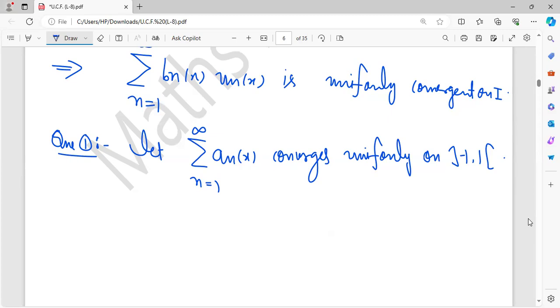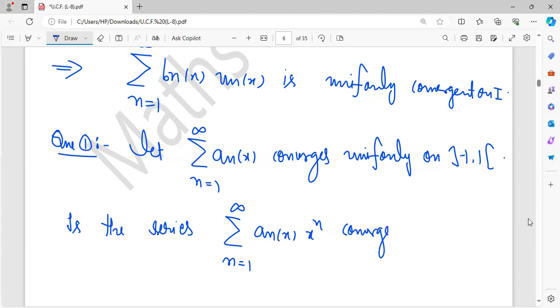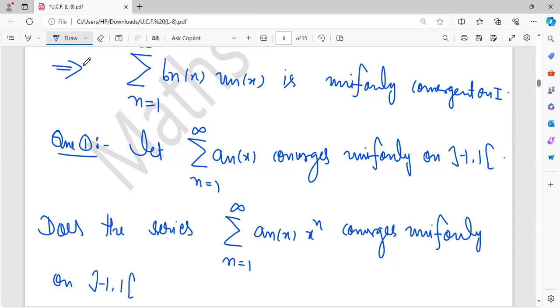Okay. This series converges uniformly. Is the series sum n goes from 1 to infinity a_n x^n convergent? Sorry, does the series converge uniformly on -1 to 1? Whether this series is convergent, I am asking this question. So we will see it.